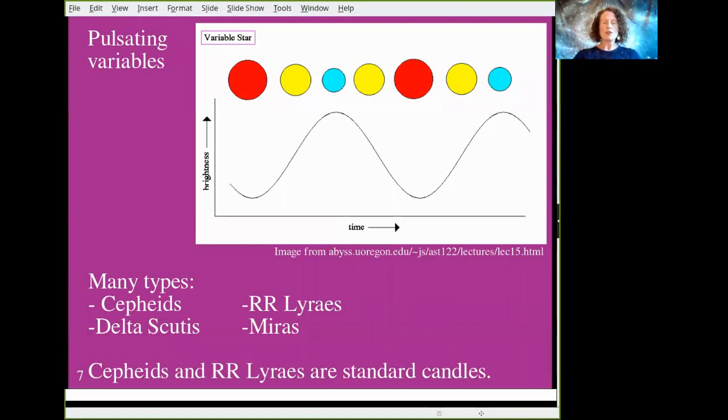The next type of variable star that I'm going to talk about are pulsating variables. Pulsating variables are stars that literally get bigger and smaller in diameter over time, and you can see that represented in the diagram on the top. As they change in size over time, their surface temperature also changes. When the star is at its largest diameter, it also has its coolest surface temperature. Then as it contracts in size, it gets to a hotter surface temperature. Pulsing is the idea of it pulsating in and out as it contracts and expands in size, and it changes the surface temperature of the star.